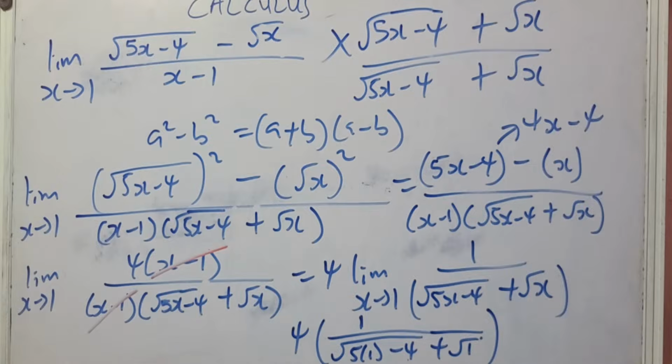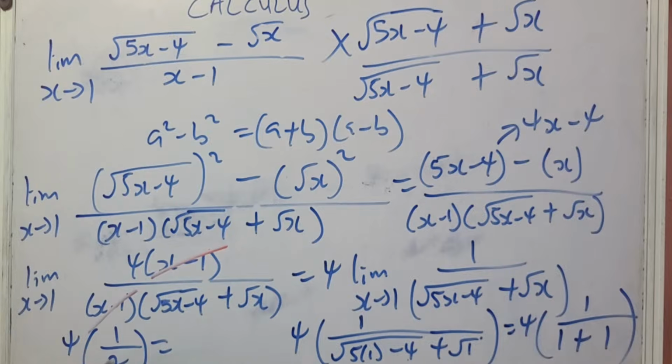So that will be 4 times 1 over square root of 1, which is 1, plus square root of 1, which is 1. All right? I'm sure you can see what's going on there. I believe you can relate. This will be 4 into bracket 1 over 2. And that will be 2 will go here, 1, 2 will go here 2. The final answer gives you the answer of 2.